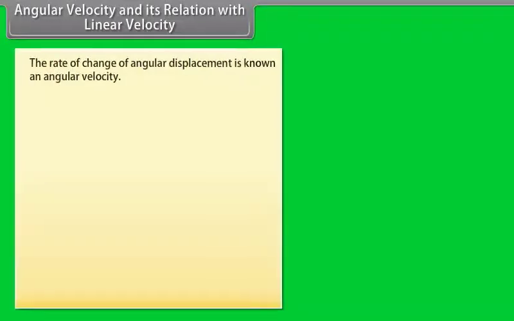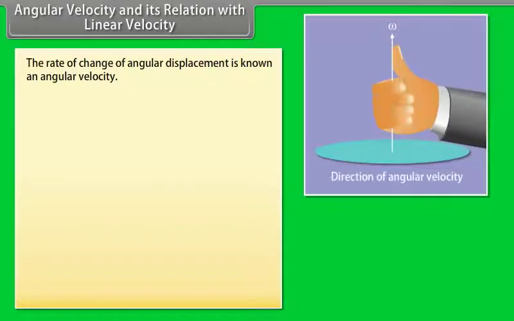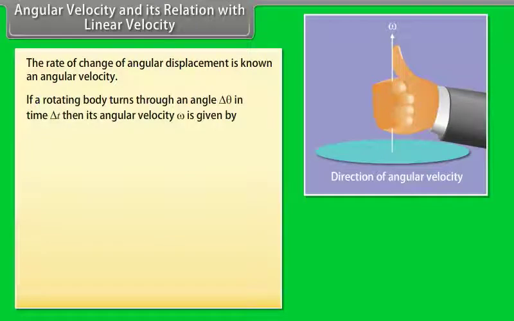Angular velocity and its relation with linear velocity. The rate of change of angular displacement is known as angular velocity. If a rotating body turns through an angle delta theta in time delta t, then its angular velocity omega is given by omega equals the limit as delta t tends to 0 of delta theta upon delta t, which is equal to d theta by dt.